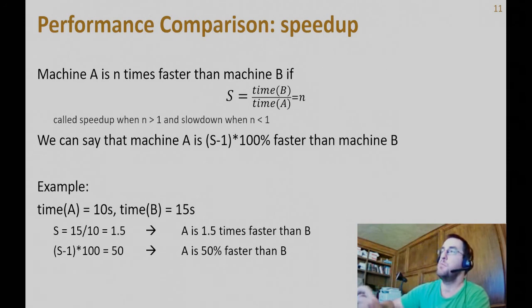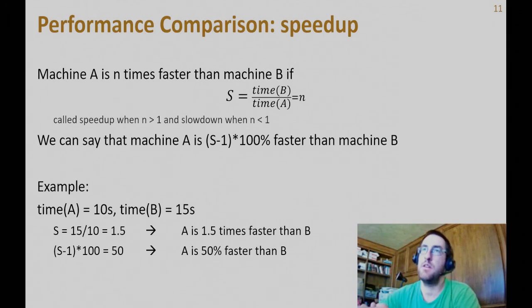So we say that some machine A is n times faster than some other machine B if this equation S for speed up equals the time of B divided by the time of A. Sometimes that'll be written as performance of A over performance of B. What it means is the time it takes B to do some piece of work divided by the time it takes A to do the same piece of work. So time of B over time of A equals n. This is speed up when n is greater than 1, and we'll call it slow down when n is less than 1. And then we can say that machine A is (S minus 1)% faster than machine B.